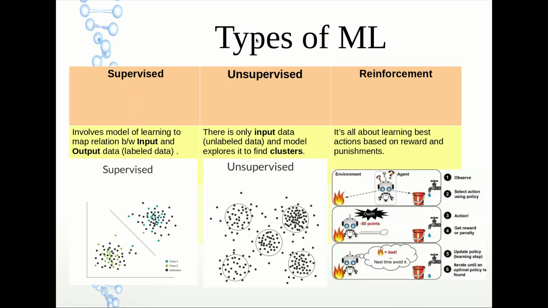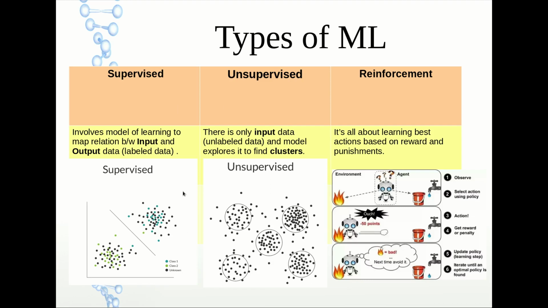So what is unsupervised machine learning? There is only input data, which is called unlabeled data, and the model explores it to find clusters. So in unsupervised machine learning, the model finds clusters in the data and it doesn't have the output, it only has input. It is mostly used for exploratory data purposes. Mostly we use supervised machine learning.